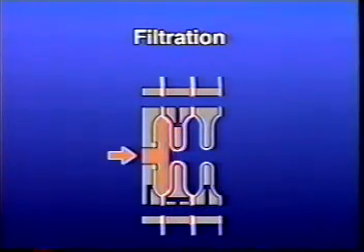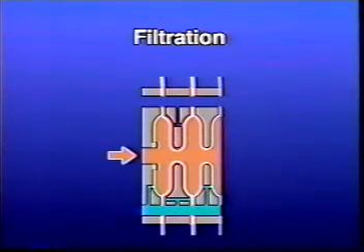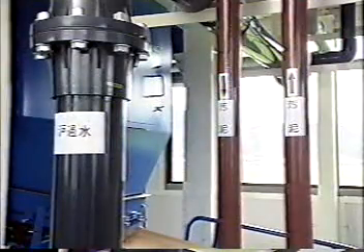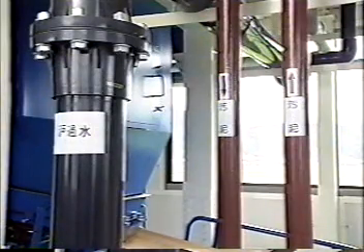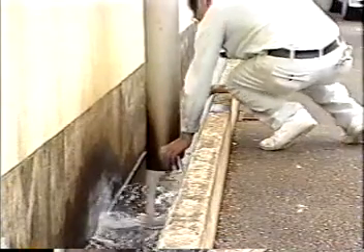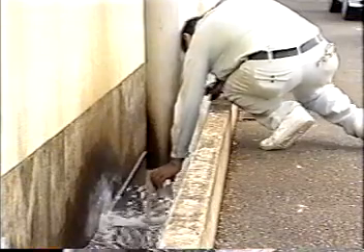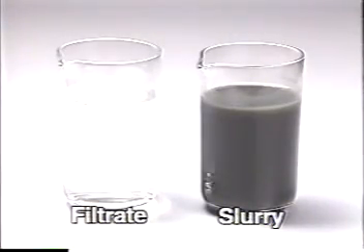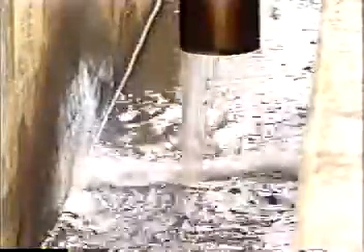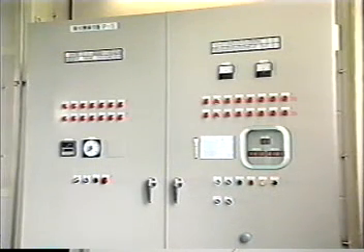Inside the filter chamber, the slurry is filtered through filter cloths, with the solids remaining as cake in the chamber. The clear filtrate is discharged from the filter press. The filtrate from the filter press is characterized by exceptional clarity. Filtration is controlled according to time, pressure, or the volume of filtrate.